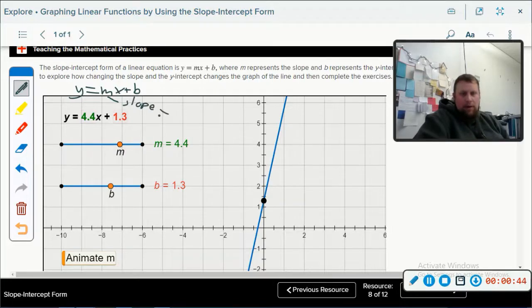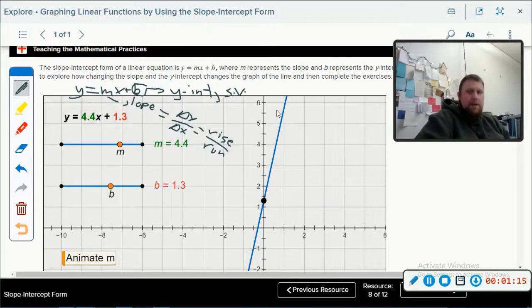I've also called it my change in y over change in x. Or we call it our rise over our run. That is all written down. And then we have our b value. And what is our b? Our b is our y-intercept. Or I like to call it the start value.